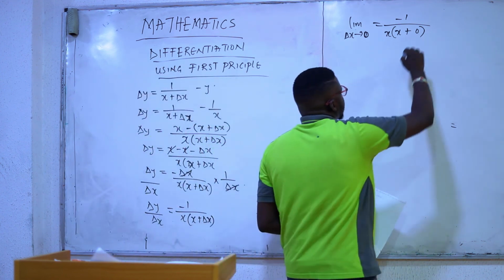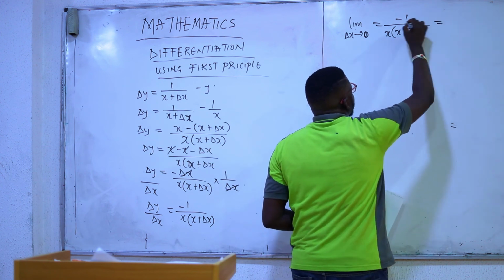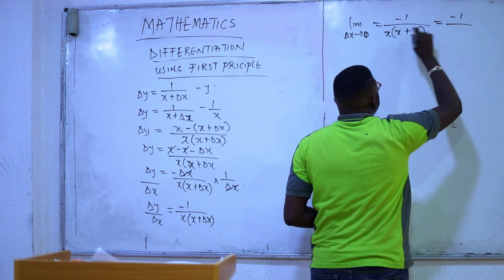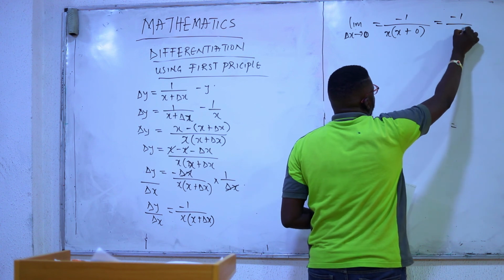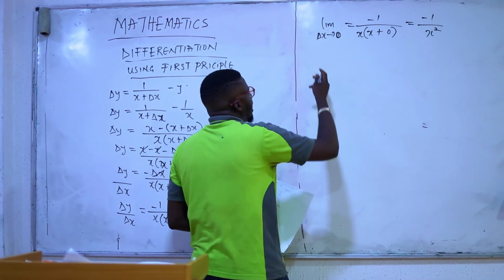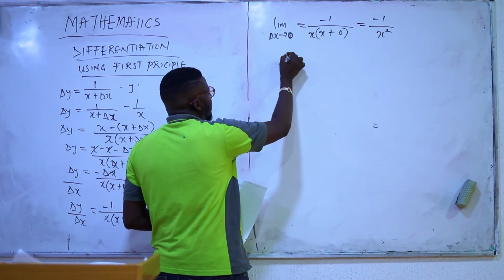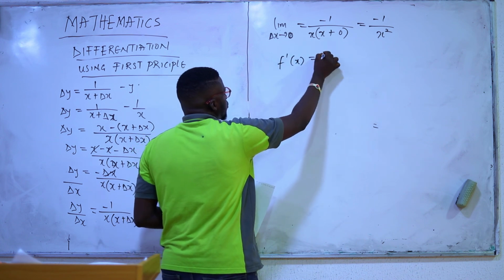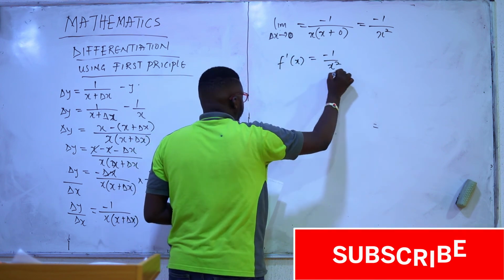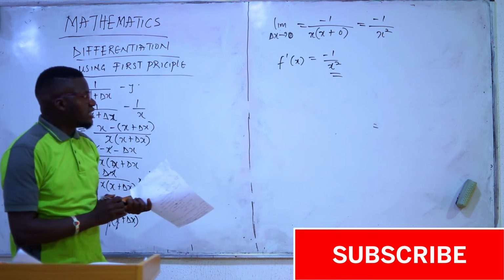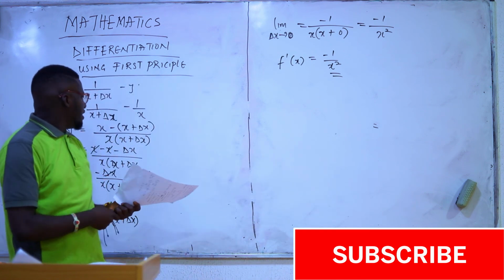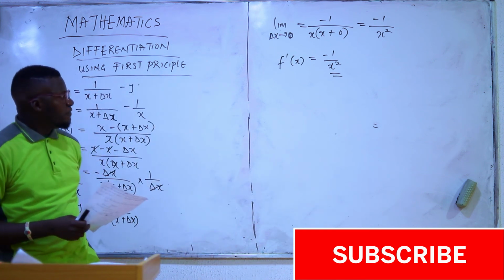So since my change in x is 0, I'll have my final answer to be equal to minus 1 divided by x times x, which will give me x squared. So from here, I can have this as my f prime of x is equal to minus 1 over x squared. So this is my final answer for differentiating the question using first principle.